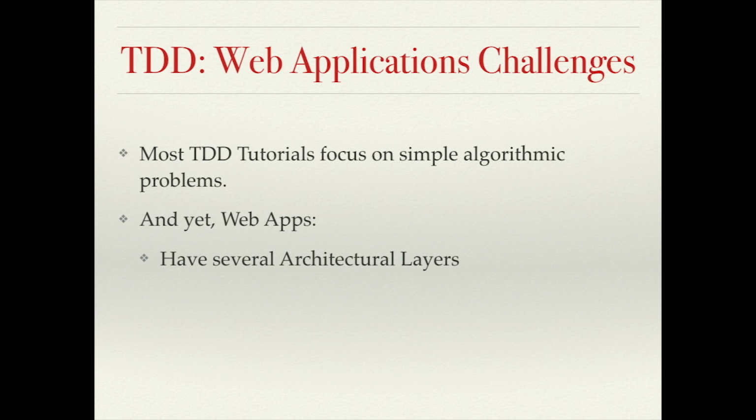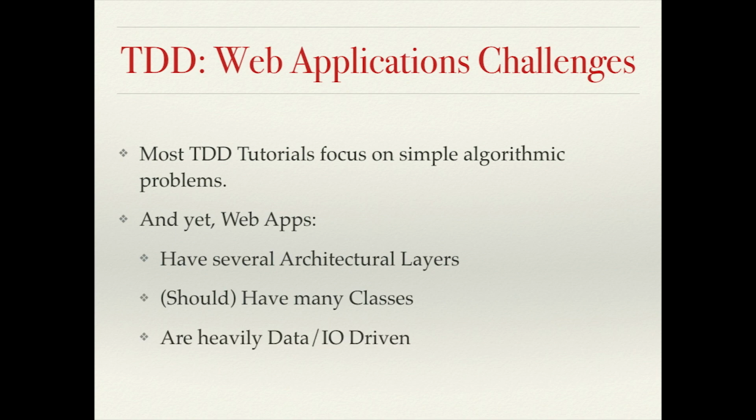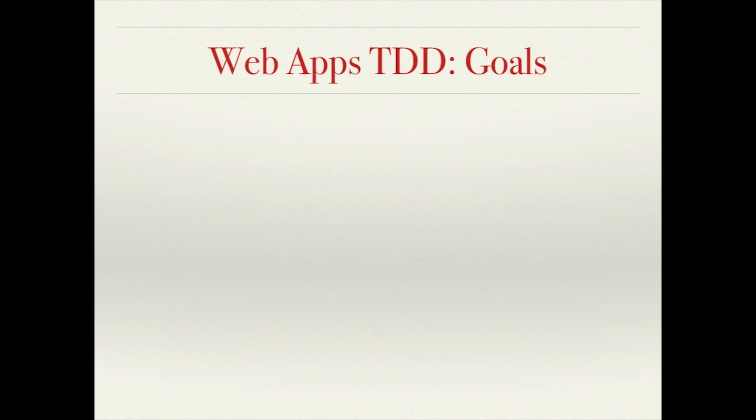Because web applications have several architectural layers. They have a lot of classes that depend on one another. And they're also heavily data-driven, right? Anytime you build a web app, you're going to be handling a lot of data. So what are some goals?